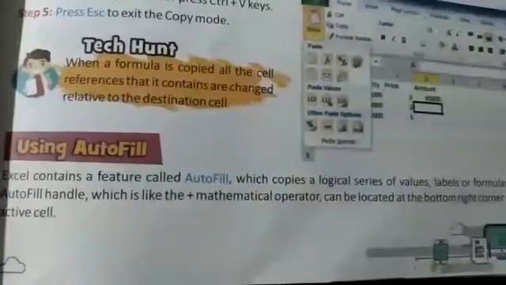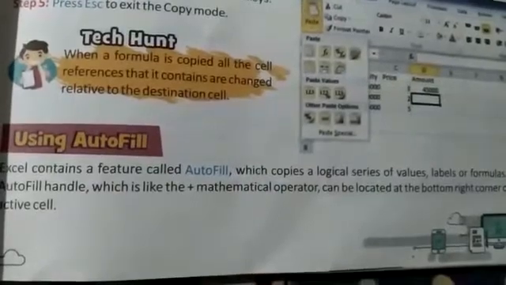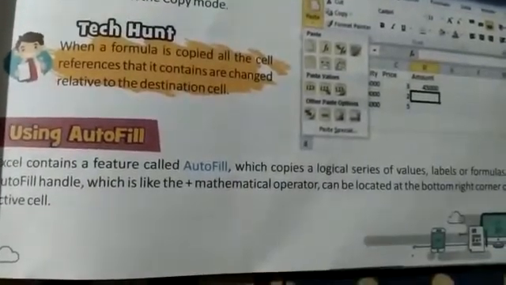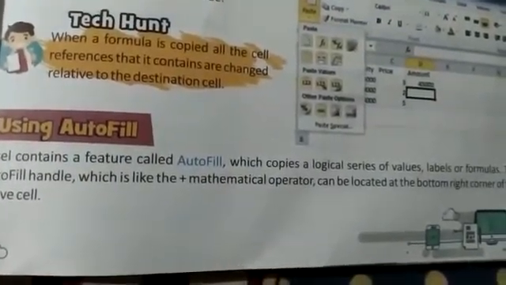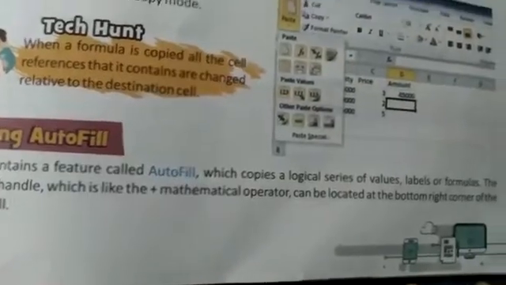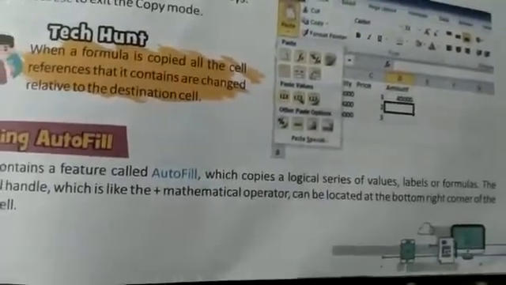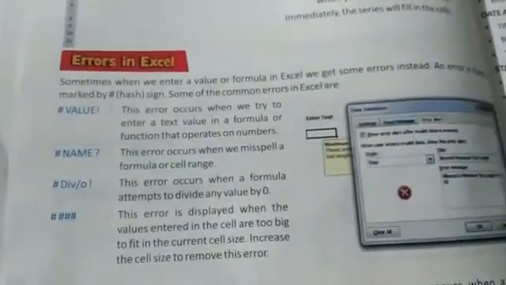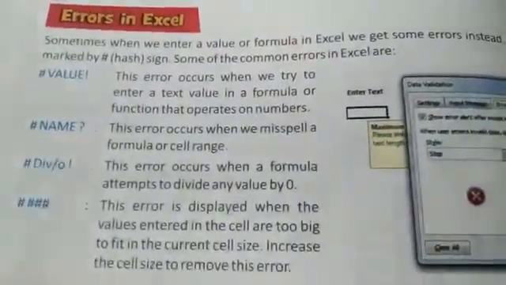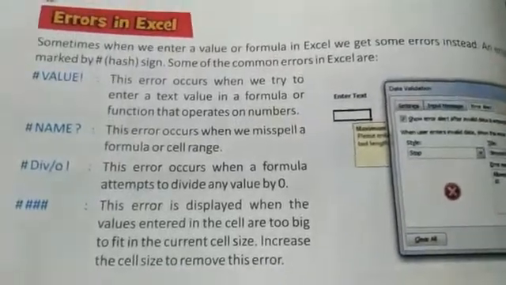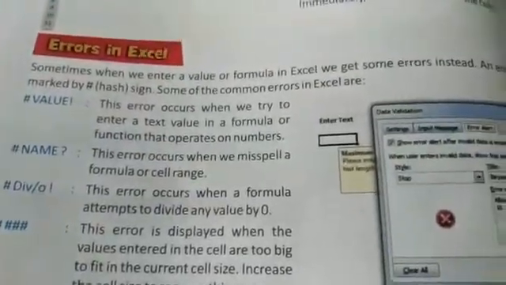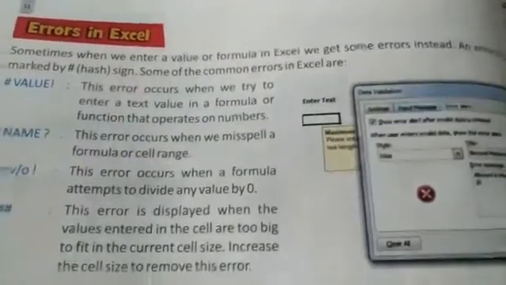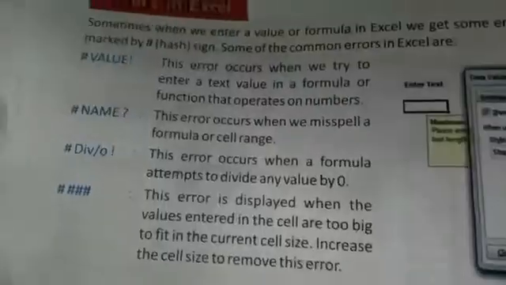What is autofill? It is a basic feature of MS Excel. It copies a logical series of values, labels or formulas. Then errors in Excel. Error means any mistake. Sometimes when we enter a value or formula in Excel, we get some errors instead. An error in Excel is marked by a hash sign.